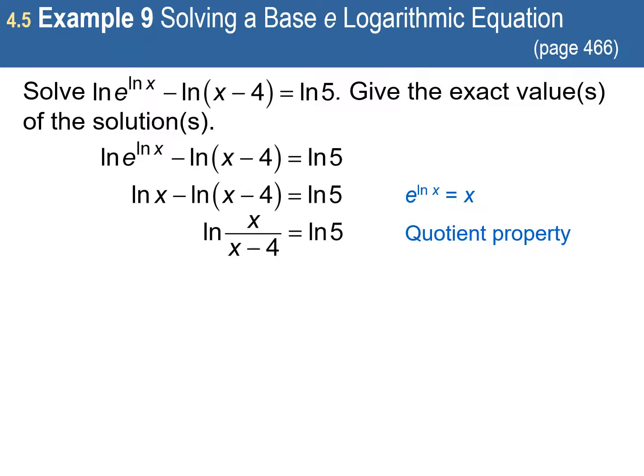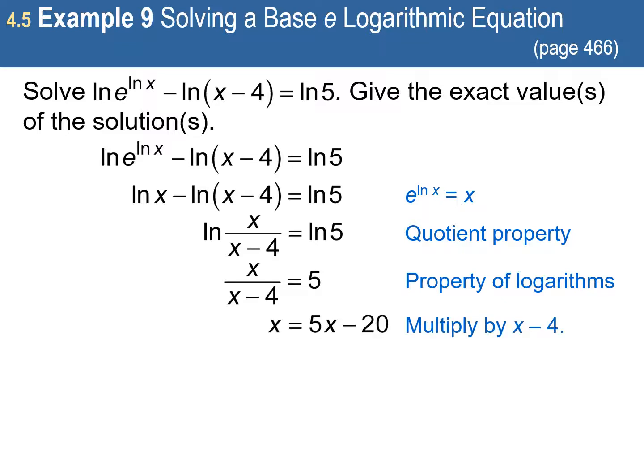Now I want to combine. So this becomes natural log of x divided by x minus 4 is equal to natural log of 5. I use properties of logs now to say that x over x minus 4 has to equal 5. Clear my fractions, solve for x, so I get x is equal to 5.